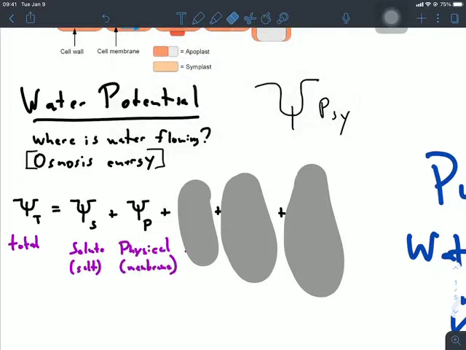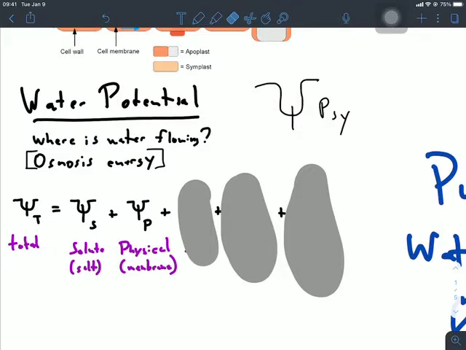Sorry, y'all. Our next component is a physical pressure. Something like a plasma membrane. Something preventing water from continuing to flow in. So, physical pressures, whether they be membrane or cell wall, can usually prevent water from overfilling a space.